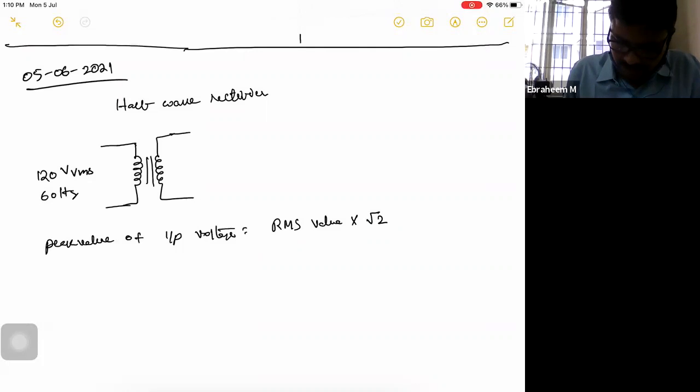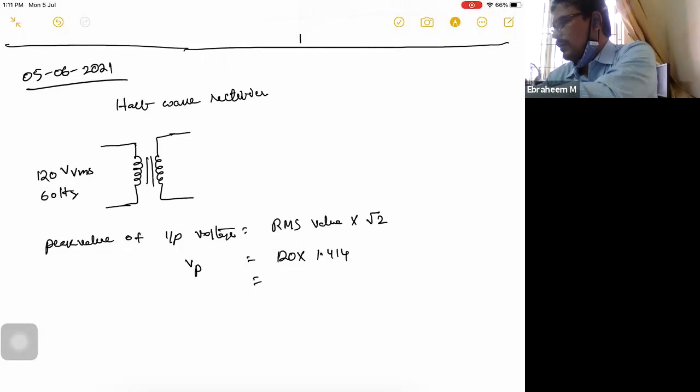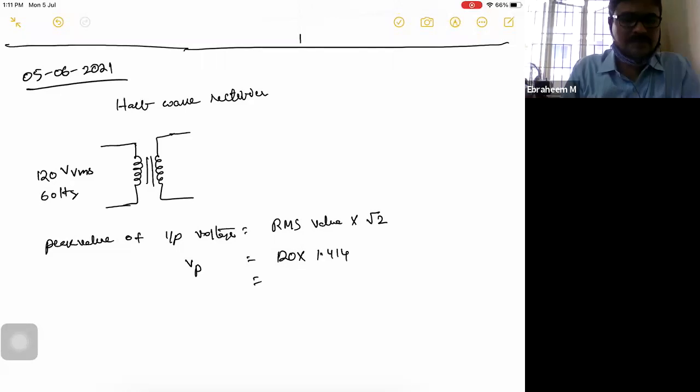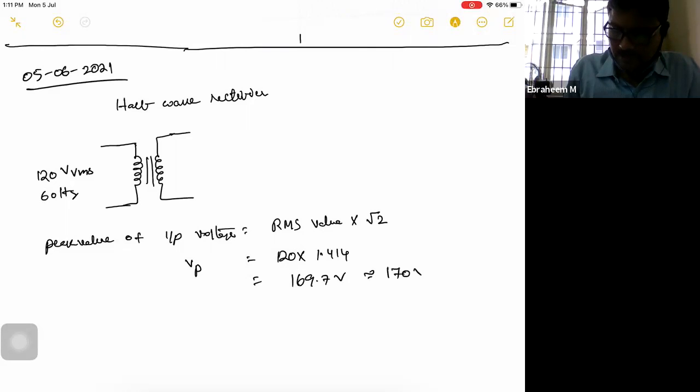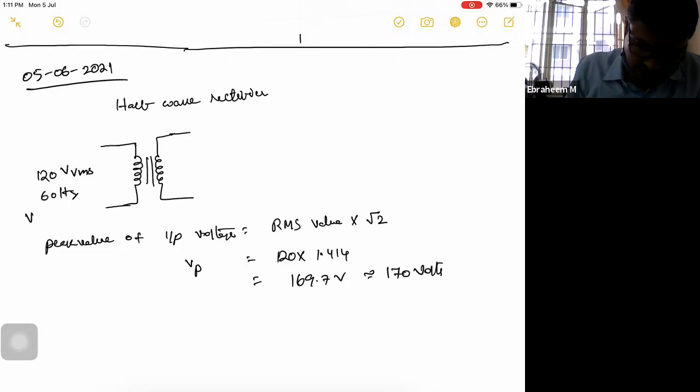So the peak value is equal to 120 into, what is the value of root 2? 1.414. How much is this value? Tell me. 169.7 volts, approximately 170 volts is the peak value. So V peak is equal to 170 volts.